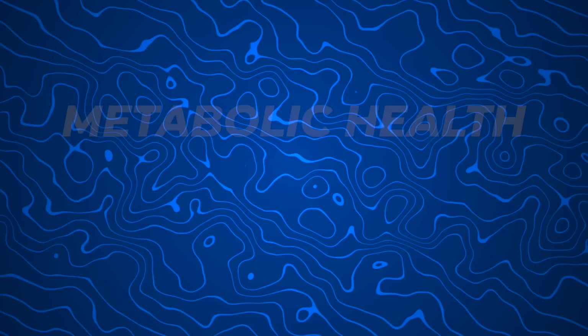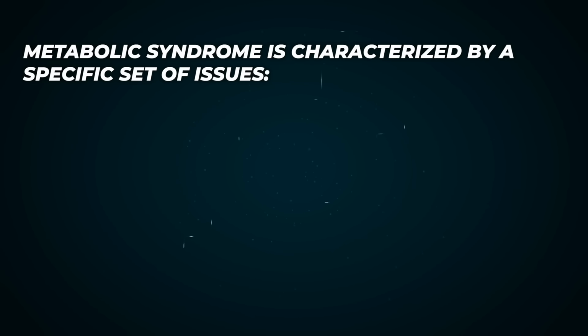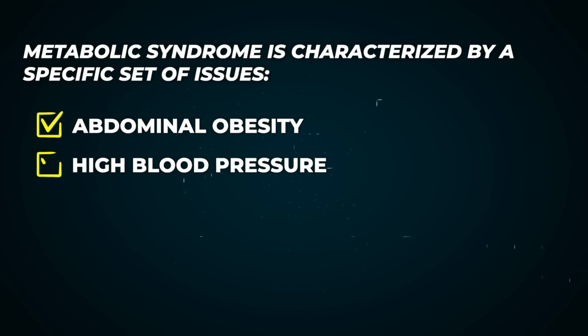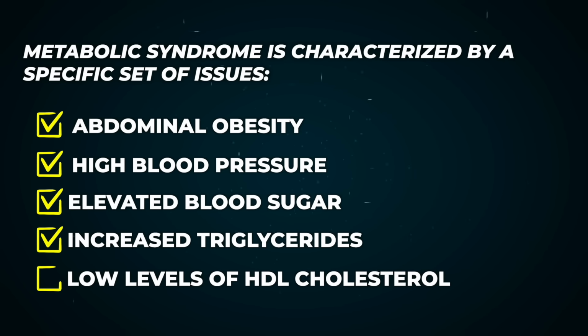Let's start by defining metabolic health. This involves crucial factors like blood pressure, blood sugar levels, body weight, triglycerides, and cholesterol levels. When these factors combine unfavorably, they form what is known as metabolic syndrome. Metabolic syndrome is characterized by a specific set of issues: abdominal obesity, high blood pressure, elevated blood sugar, increased triglycerides, and low levels of HDL cholesterol.